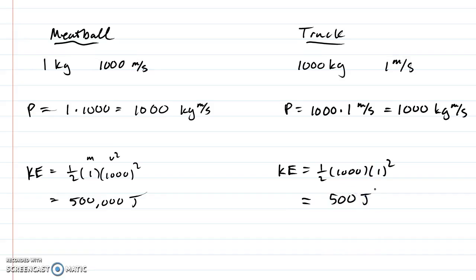And so if you think about momentum, I kind of see it as how much it would take for the truck to stop. They have the same momentum, but with the energy behind it, the meatball would be able to break through something with that speed. And so there's the biggest difference.